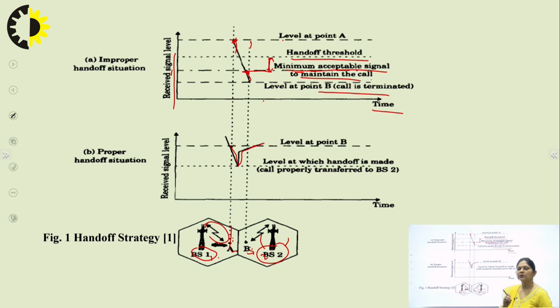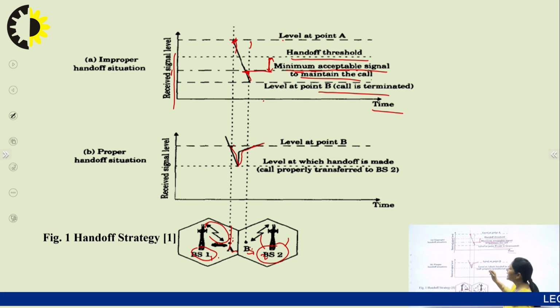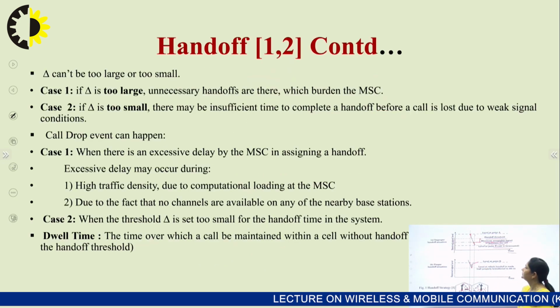When the user moves from one cell to another cell, the control changes from base station 1 to base station 2 within this particular range, and the call will not be terminated. So this is the case for the proper handoff situation. We have to decide within this particular range. So this is how the proper handoff should occur.